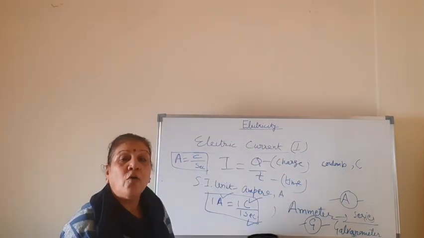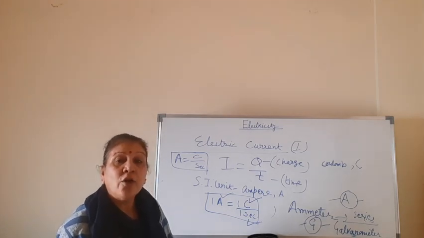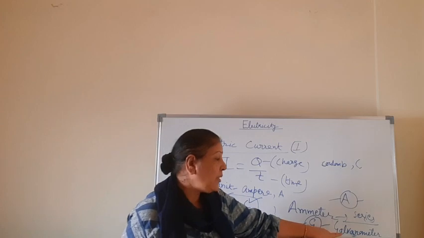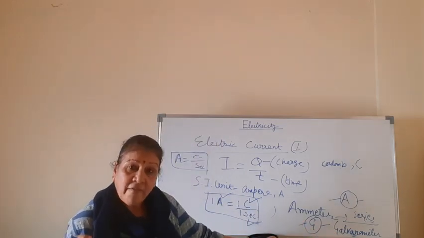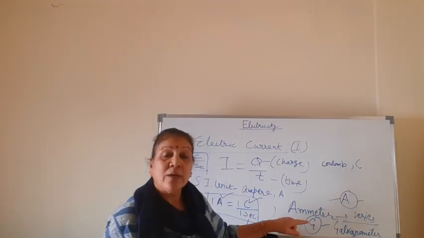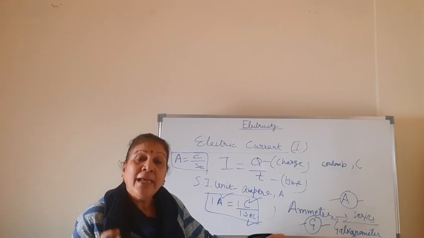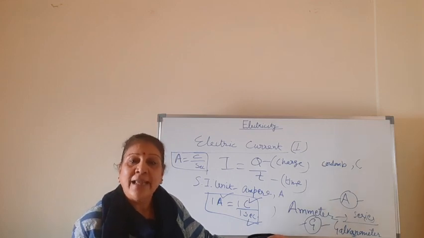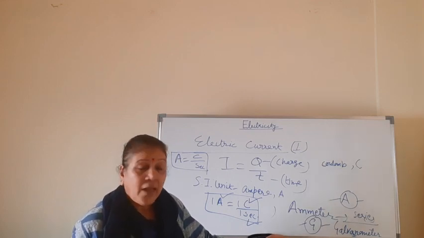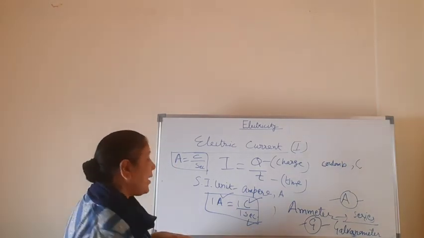which actually detects the flow of current in a circuit. Whether the current is flowing in a circuit or not, we have the galvanometer for that. How much electric current is flowing in it can be measured by a meter. So the galvanometer is again one instrument, electric equipment, which only detects the flow of electric current in a circuit. This is all about electricity or electric current.